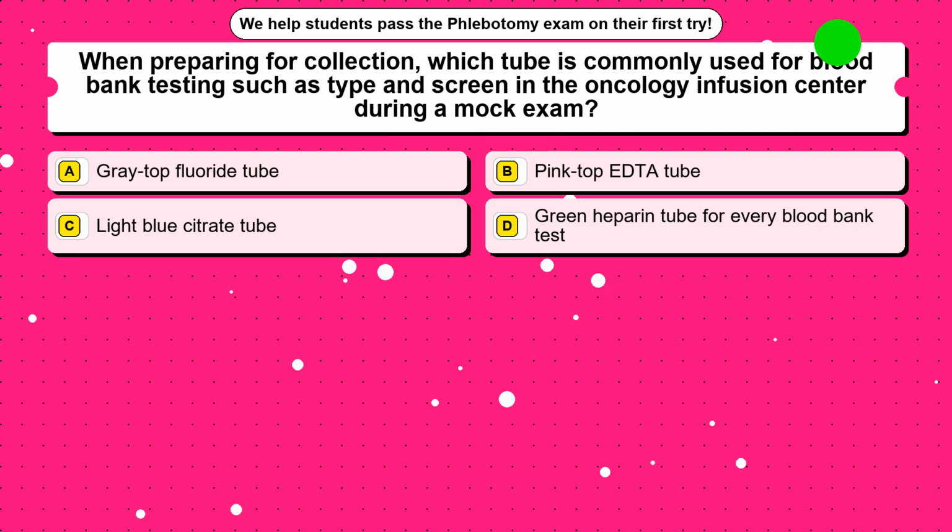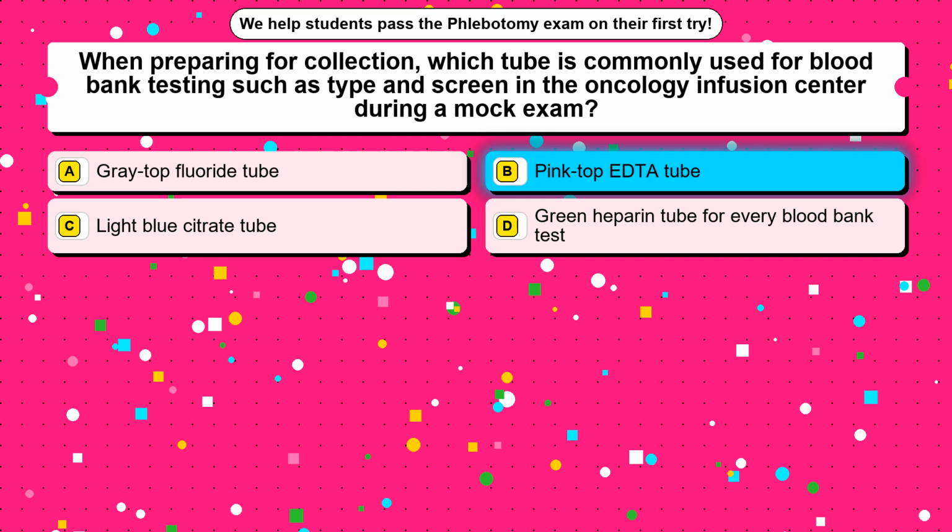Question 20. When preparing for collection, which tube is commonly used for blood bank testing such as type and screen in the Oncology Infusion Center during a mock exam? Option A, gray top fluoride tube. Option B, pink top EDTA tube. Option C, light blue citrate tube. Option D, green heparin tube for every blood bank test. The correct answer is option B.